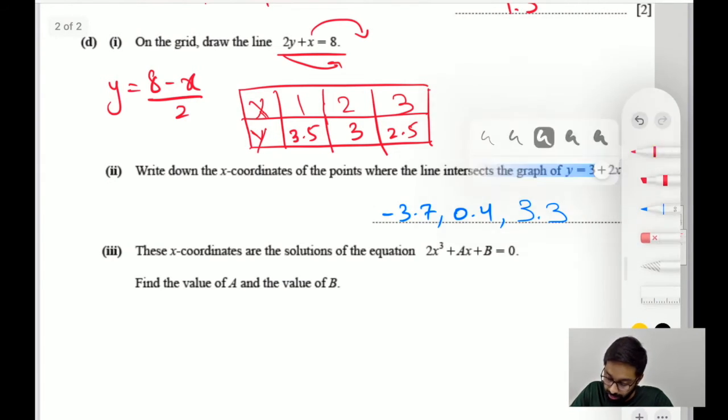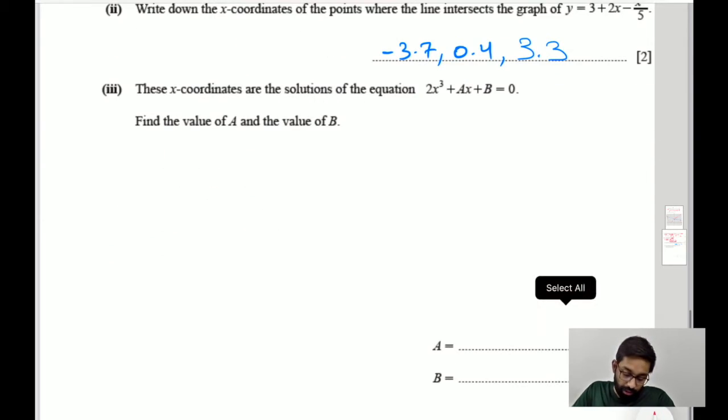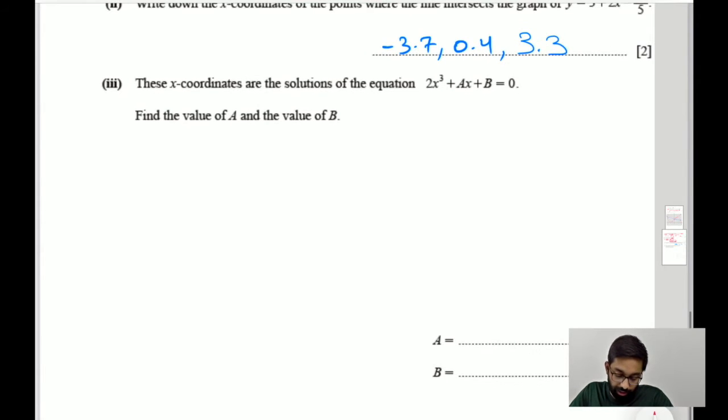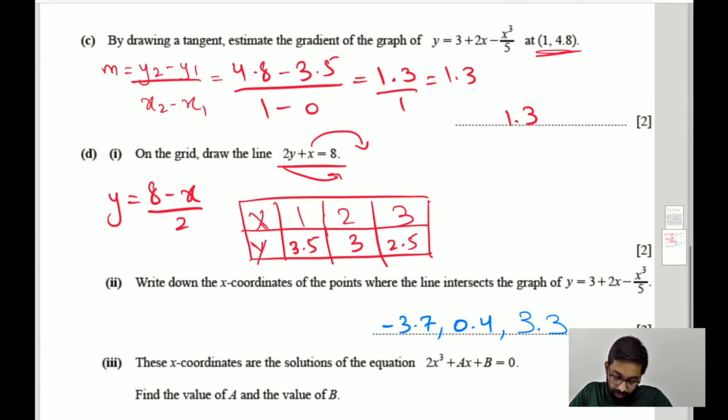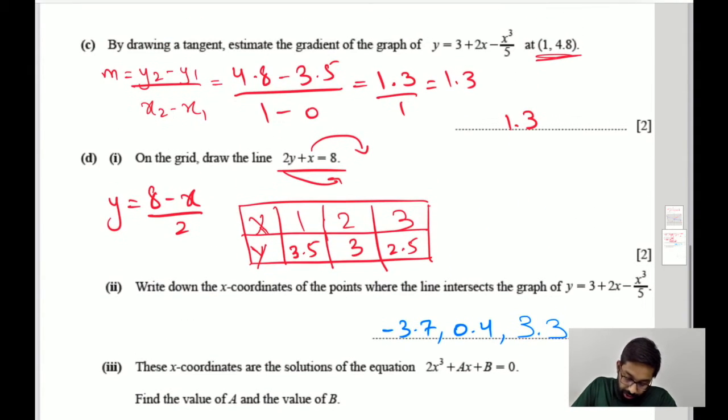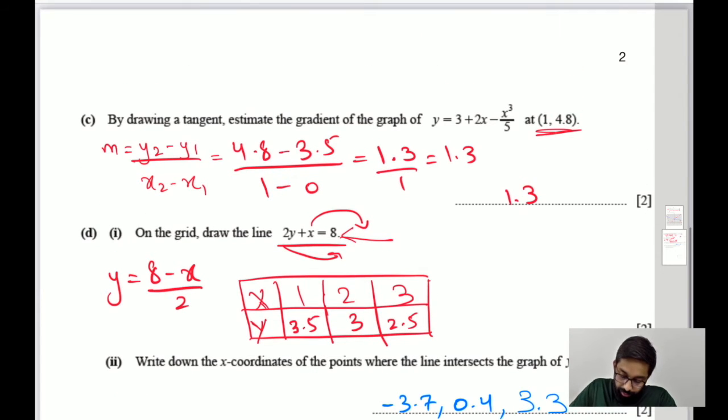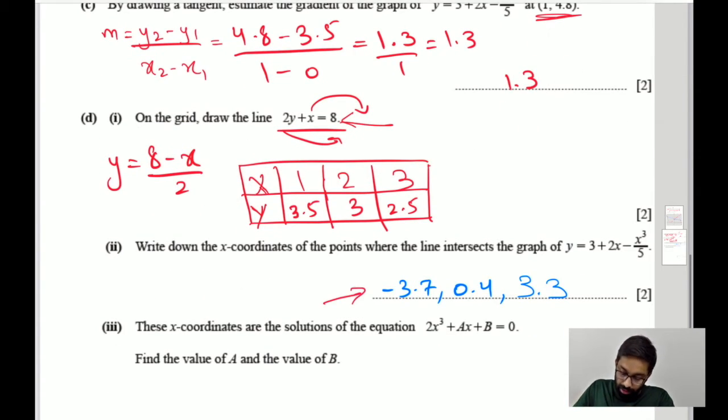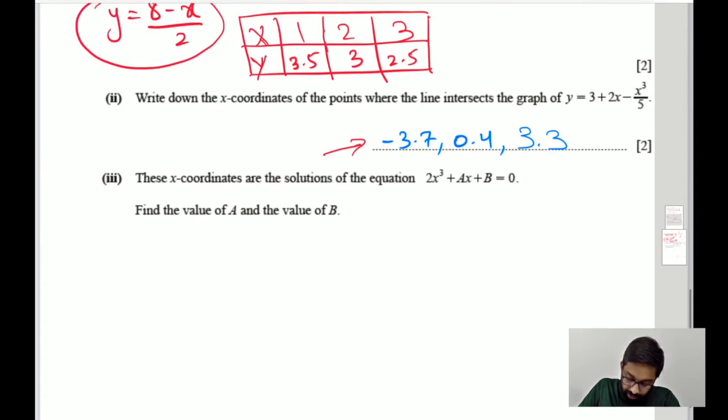Let's move on. Let's do the rest of the question in red. The x coordinates are the solutions of the equation 2x cubed plus ax plus b equal to 0. Find the value of a and the value of b. Okay, so that means when you equate this equation and the equation of the graph that we have right here, the three values of x that come out are these three. So let's first equate them, and we will use this equation right here.